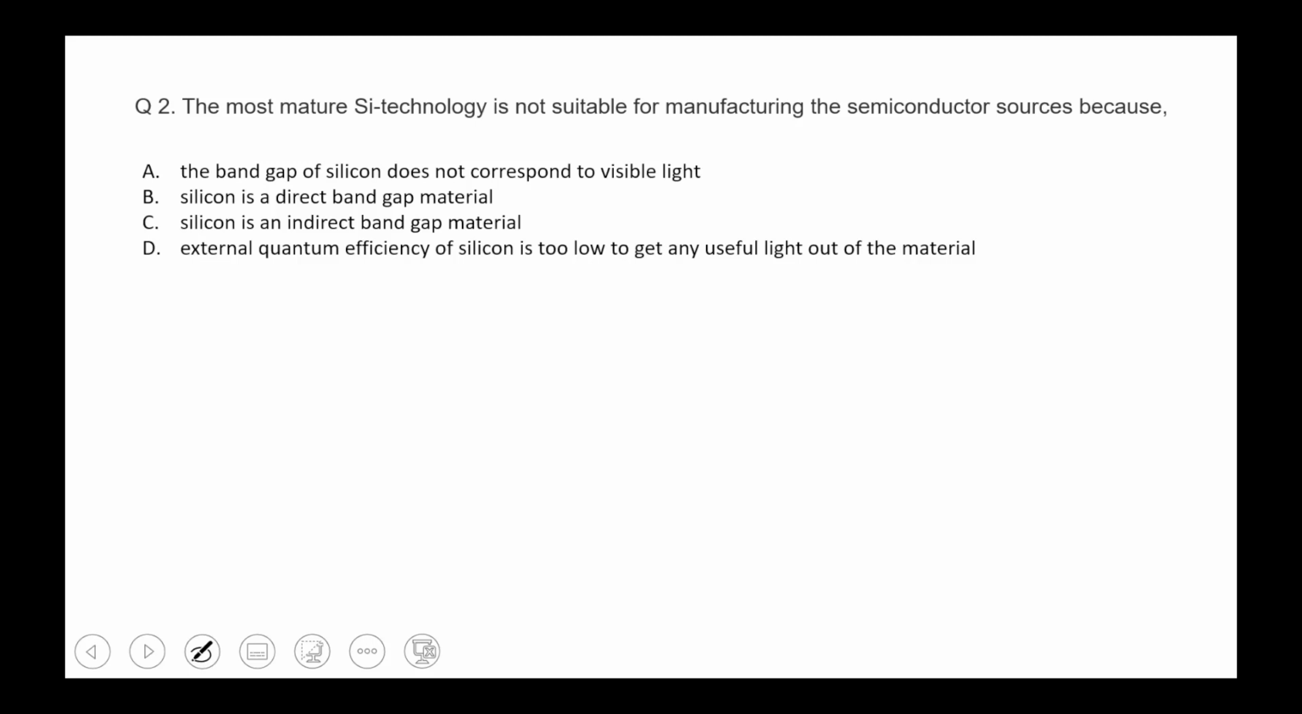And silicon? Silicon is 1.21 eV at 0 Kelvin and 1.1 at 300 Kelvin. Okay. So many devices are based on silicon technology. Other than optical sources, where can we use silicon? In the manufacturing of Zener diodes and designing of MOSFET devices, we are using silicon only, silicon wafer.